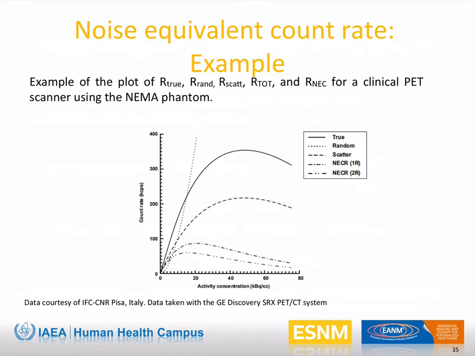The peak of the NEC curve and the activity at which it has been obtained represent a critical figure of merit for a PET system, because it indicates the maximum amount of activity that can be injected into a patient to obtain the maximum fraction of useful information.